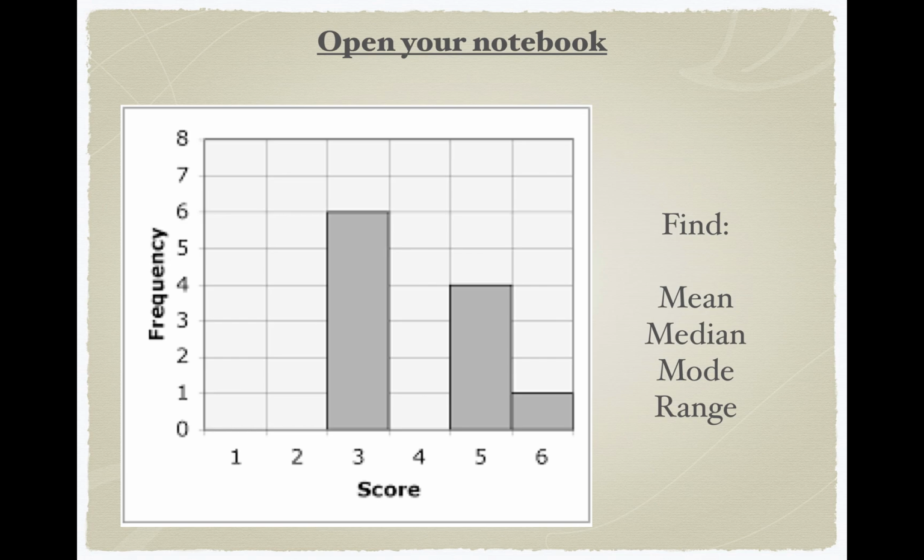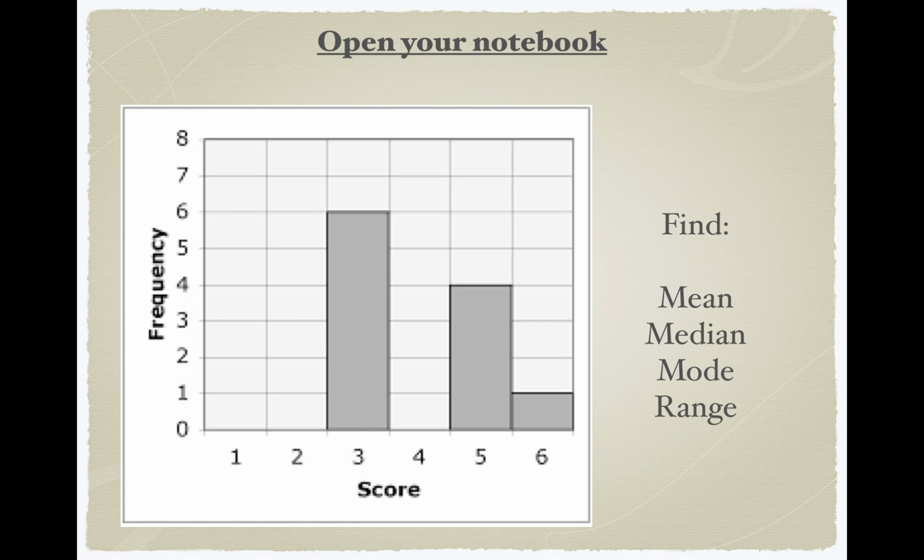Score and frequency. Basically, on the left you can see 0 to 8, and at the bottom 1 to 6. So how many times somebody scored 3 points? 6 times. How many times somebody scored 5 points? 4 times. How many times somebody scored 6 points? 1 time. So if you can open your notebooks and try and find mean, median, mode, and range.